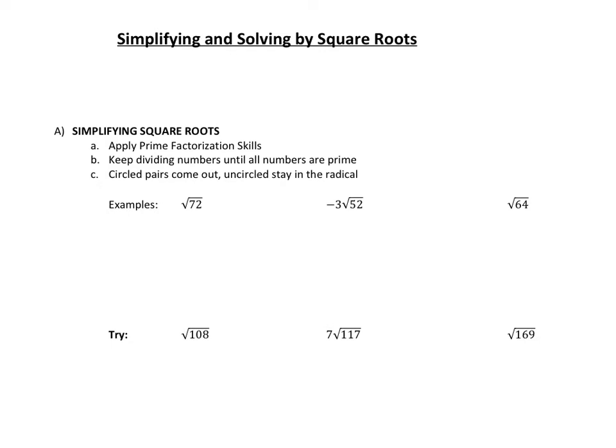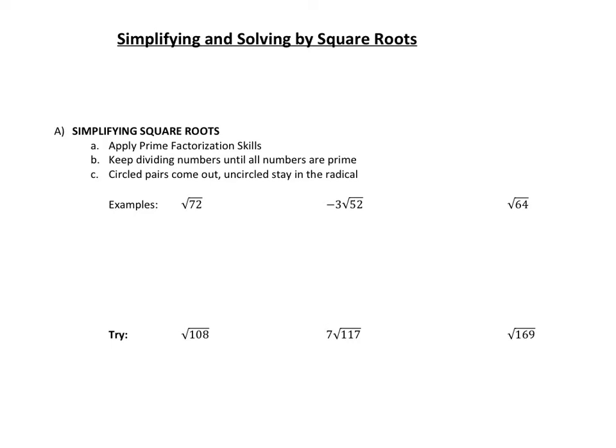Okay, this lesson is on solving by square root. So we talked about in the last lesson solving by graphing as well as solving by factoring. You could factor it and then set them equal to 0 and get your solutions. You could graph them and see where they cross. If they're whole number solutions, you could do that.